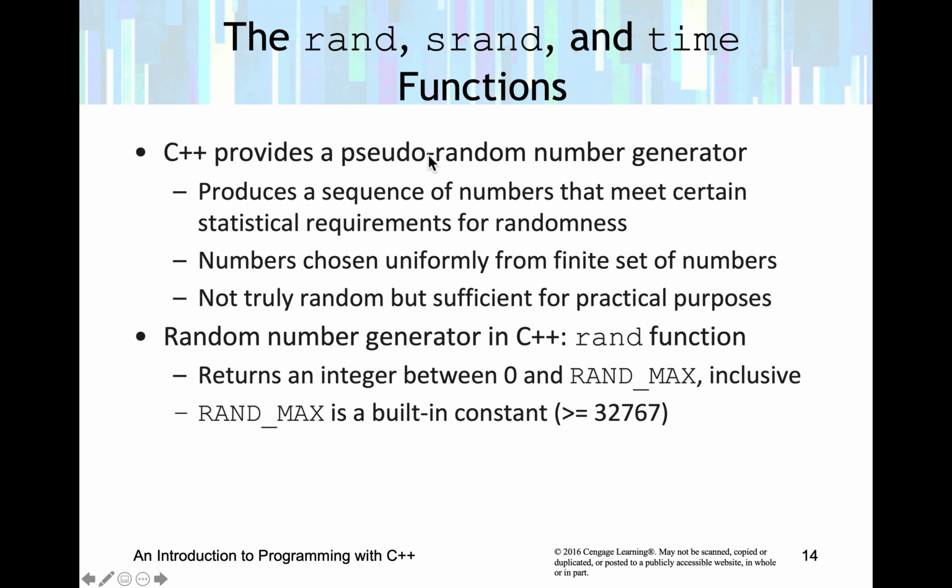C++ provides a pseudo-random number generator. It produces a sequence of numbers that meet certain statistical requirements for randomness. Numbers are chosen uniformly from a finite set of numbers, not truly random but sufficient for practical purposes. The random number generator is called rand. It returns an integer between 0 and RAND_MAX. RAND_MAX is a built-in constant that is greater than or equal to 32,767.